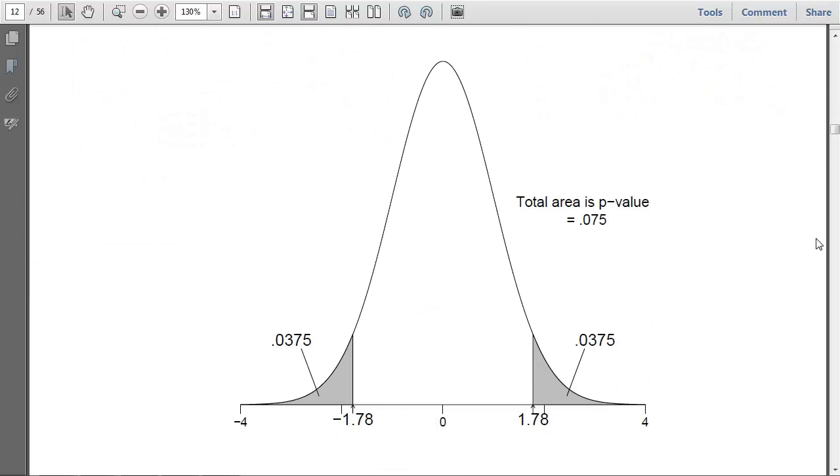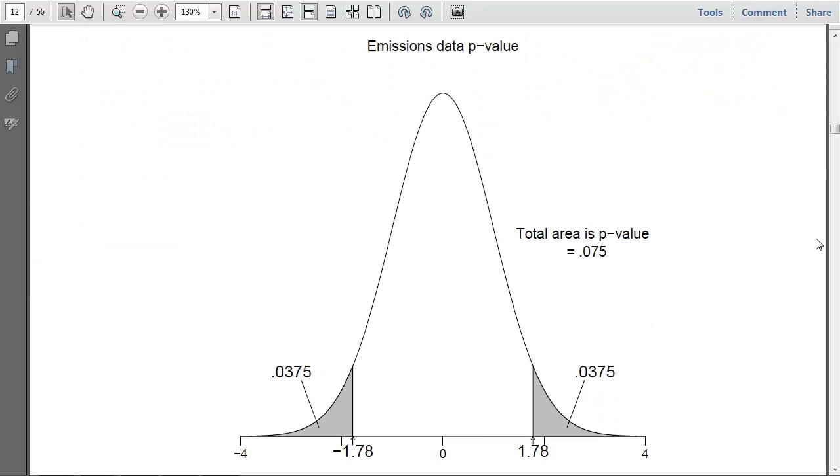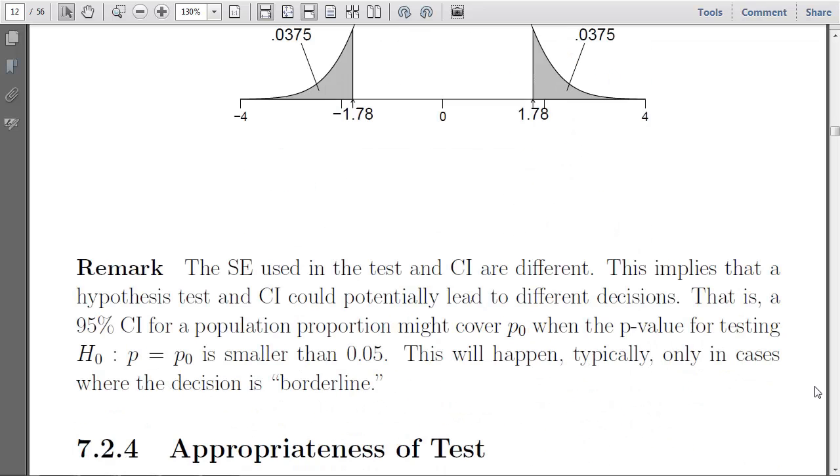Here's what the p-value looks like. For this data, we observed a statistic of negative 1.78, and then we calculated the tail probability, what's more extreme than 1.78 in the negative direction and in the positive direction. We add up those two tail probabilities, and it adds up to 0.075. Because that's bigger than 0.05, it's consistent with the null. Basically, it's not different enough from 0 to reject the null.